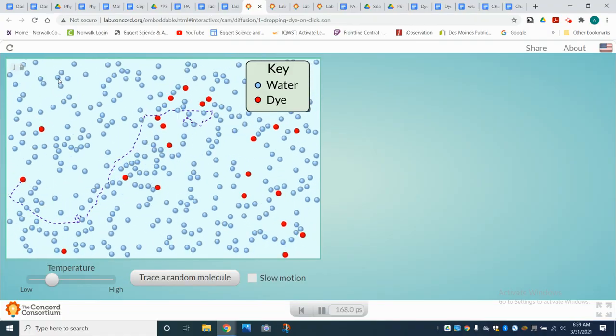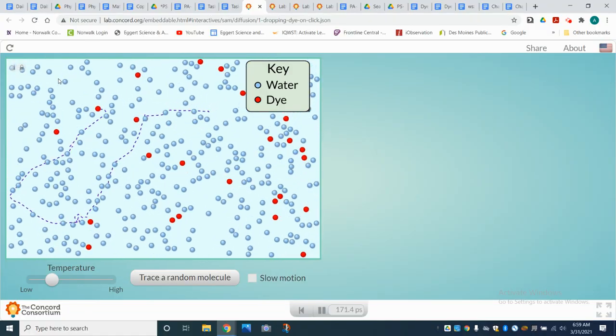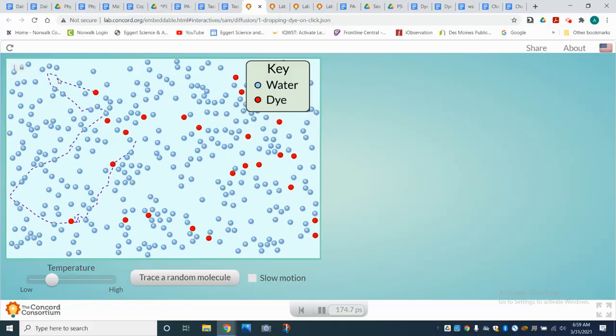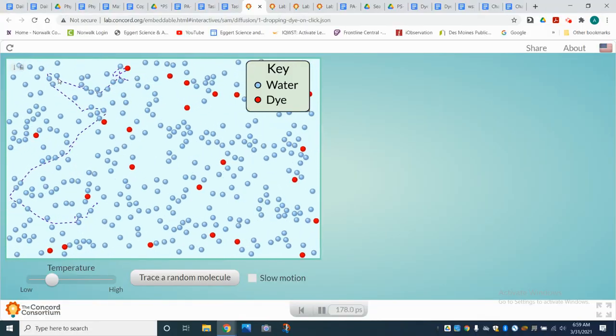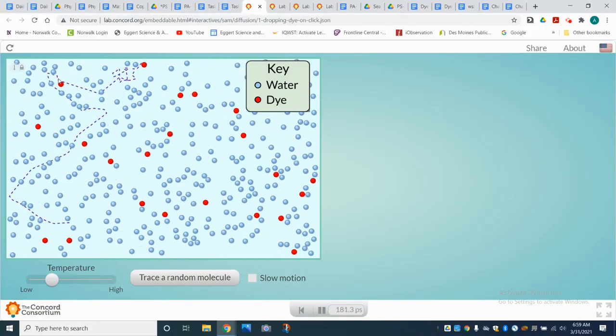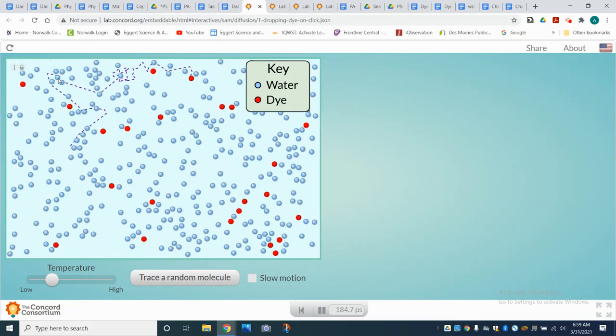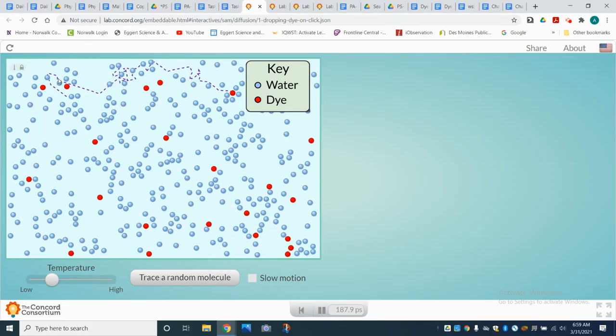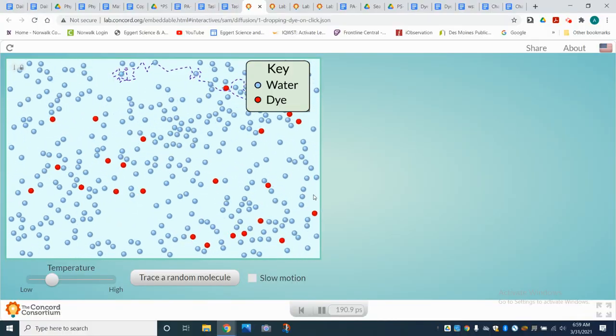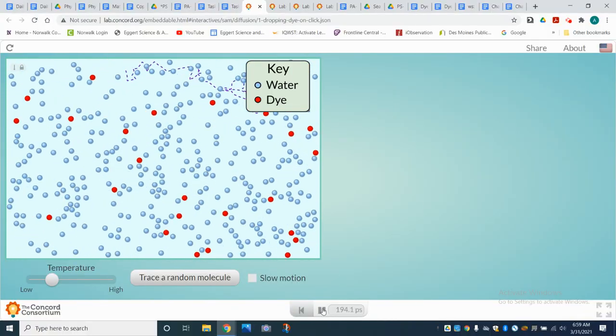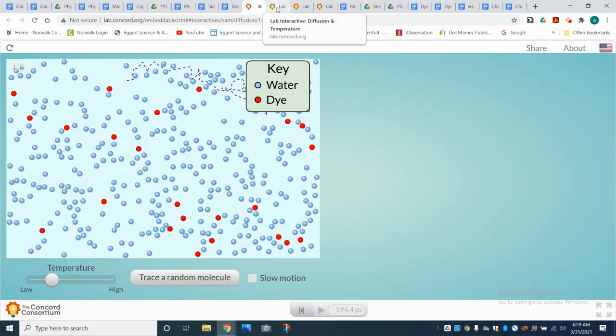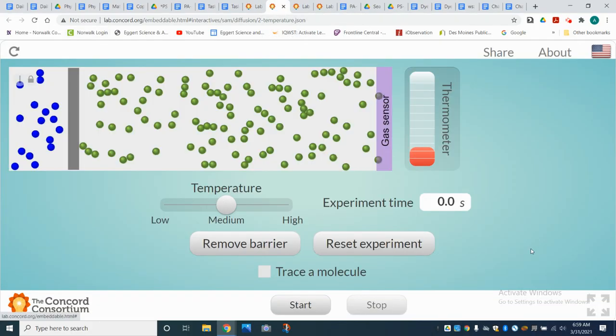I'm going to transition to in-class activity 2. This activity wants you to compare diffusion with temperature and think about the relationship between the two. So we're going to manipulate the temperature on the next simulation, and we're going to collect information about how fast it takes for diffusion to occur. We're going to write down the time it takes for the green particles at medium temperature to diffuse and reach the gas sensor. You may want to run this trial a couple times.